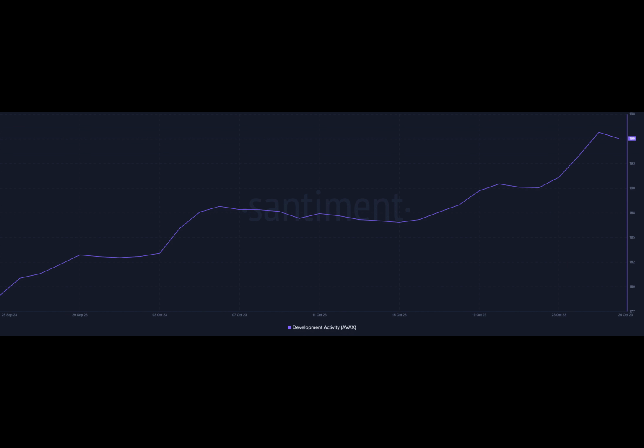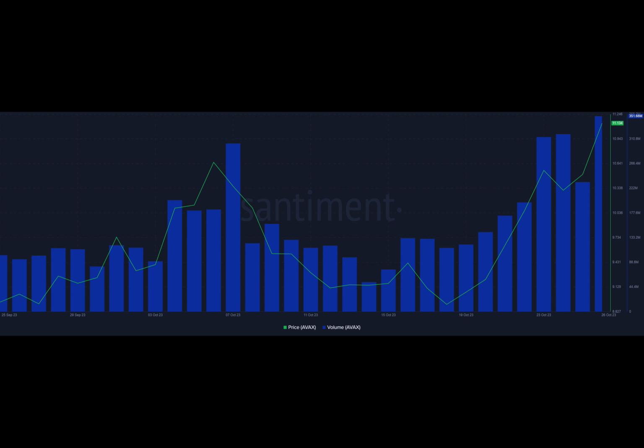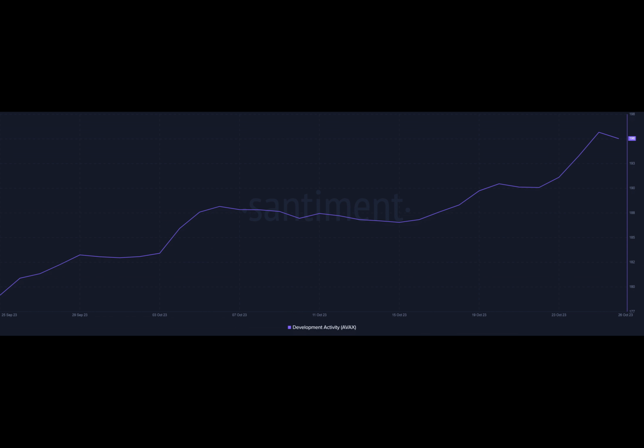The impact of these developments on Avalanche has been remarkable. Not only does it attract more builders to its ecosystem, but it also signals a healthy blockchain with a strong developer community. Development activity on Avalanche has been on an uptrend, according to Santiment, which is a positive sign for investors considering further investment in the project.